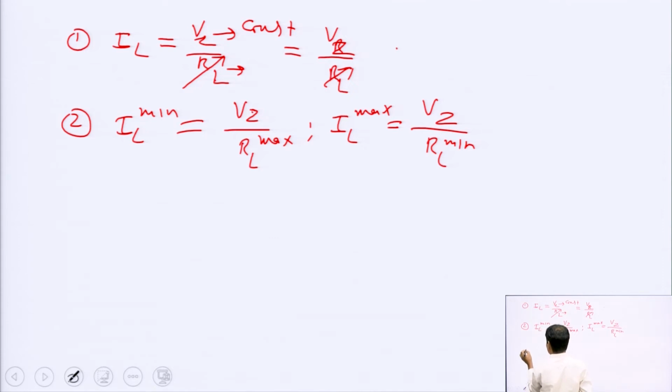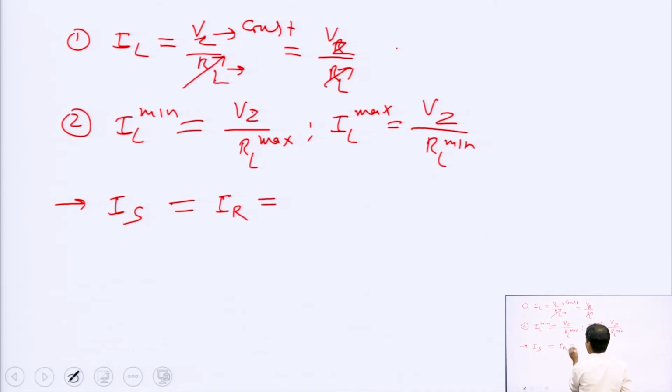Now, the next equation. We know that IS, or you can say IR, is equal to IZ plus IL. Here IL is variable.